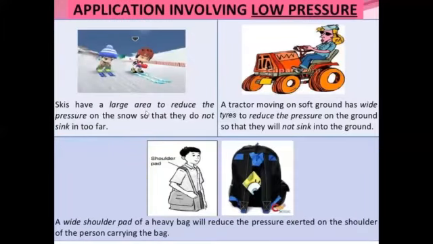skis have a large area to reduce the pressure on the snow so that they do not sink in too far. See here, it is a large area. When the area is large, what happens? Pressure will be low so that they do not sink too far. Next one, a tractor moving on soft ground has wide tires to reduce the pressure on the ground so that they will not sink into the ground.